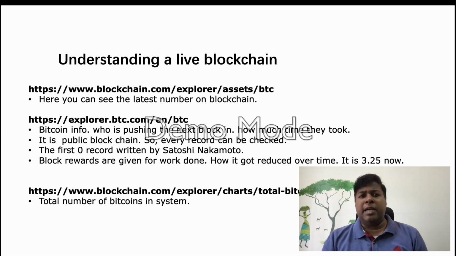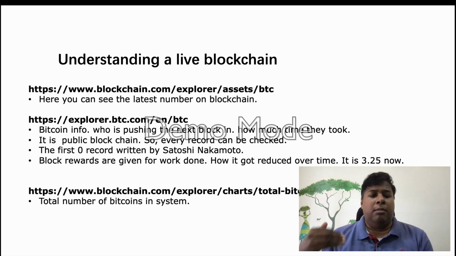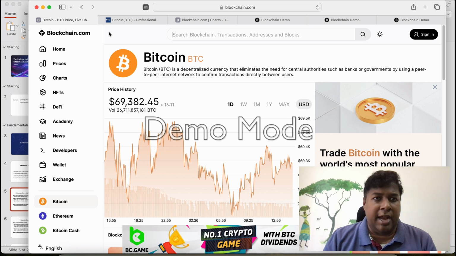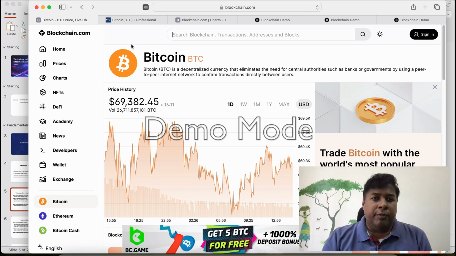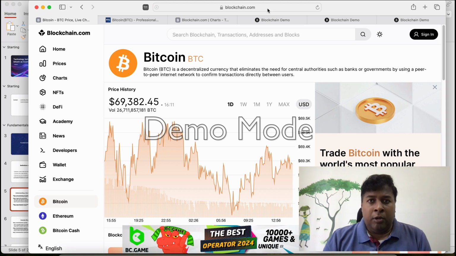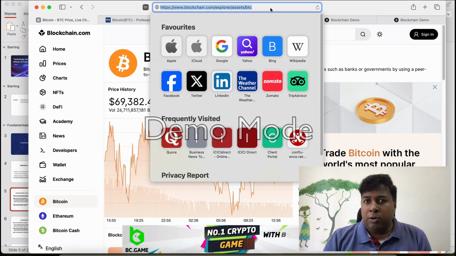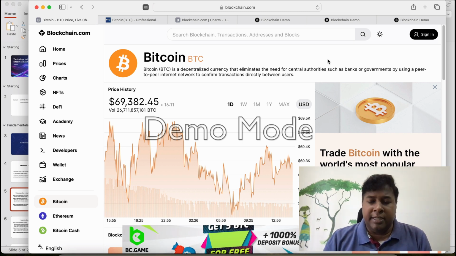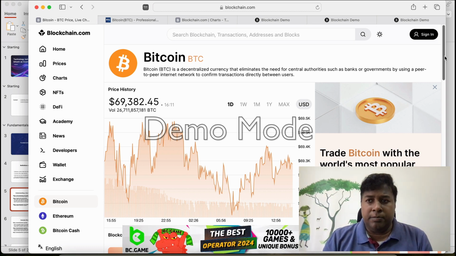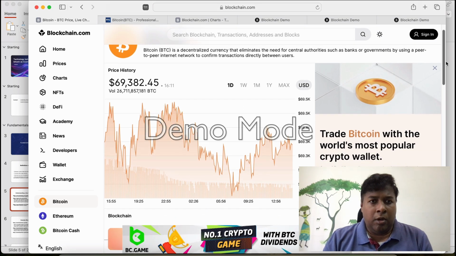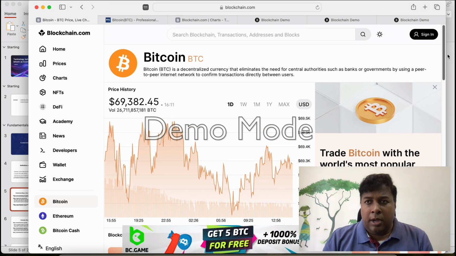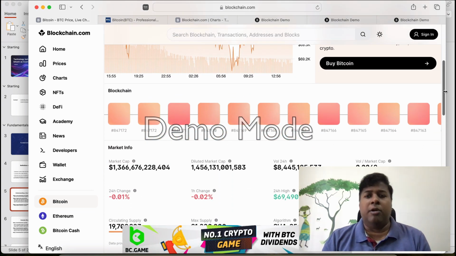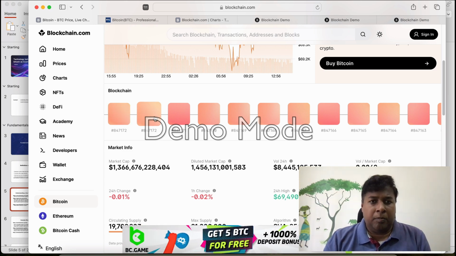Okay, now let's understand blockchain live, right? If we go to a live place to understand it, we'll be able to understand it better. So if you look at it, this is the Bitcoin explorer, assets BTC. If you look at the price history, today it is 69,382, and today is June 9th, right? And then if you see down here, you can see the blockchains.